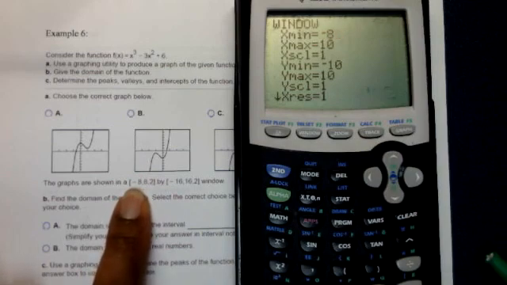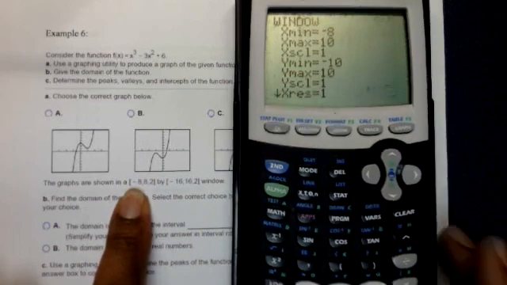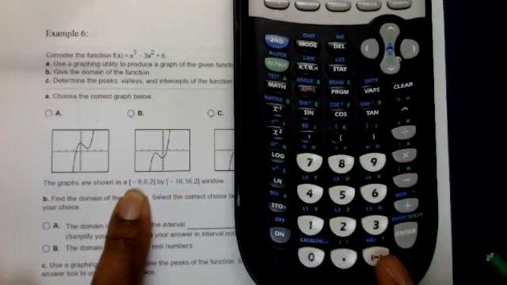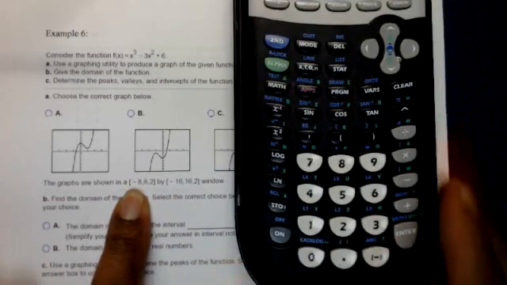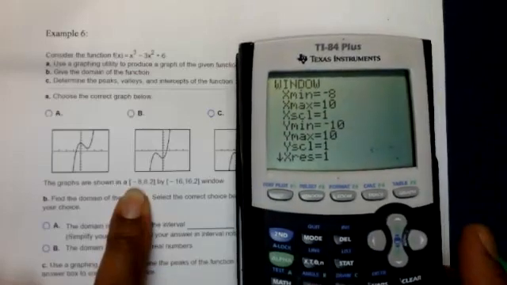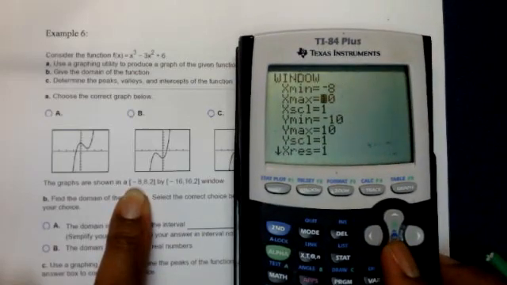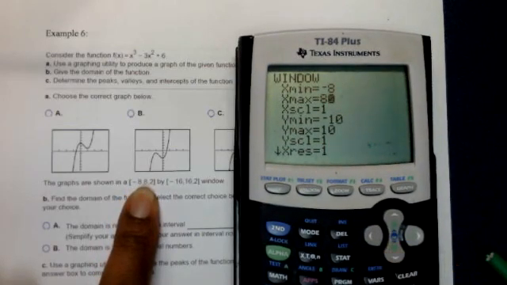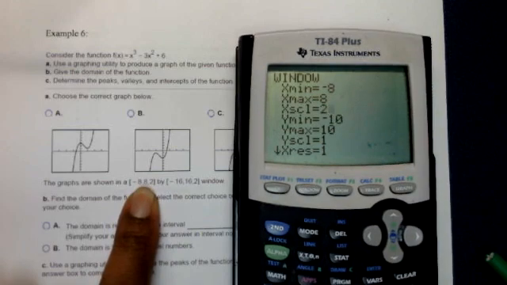Now keep in mind the negative key is at the very bottom of your calculator. That's a dash with the parentheses. Okay, don't get that confused with the minus sign. So it'd be -8 for your x min. X max will be 8. Your x scale will be 2.